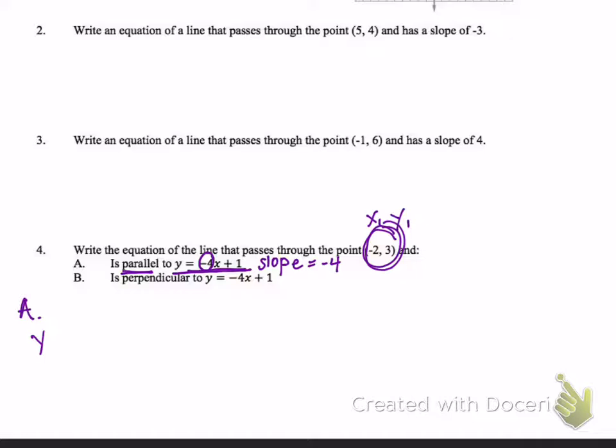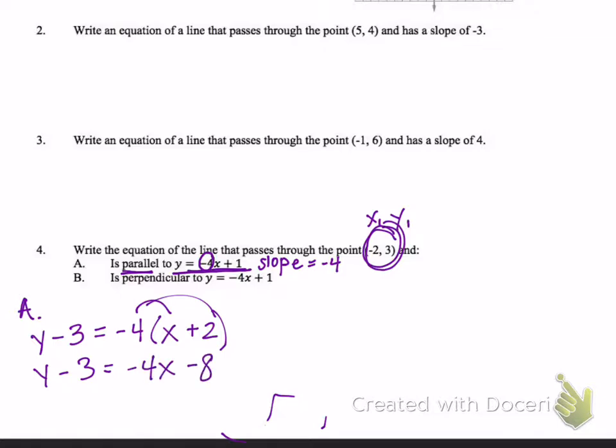and then I'm going to put it into point-slope form. So that is y minus y1, so y minus 3 equals -4 (x plus 2), because it's minus a -2. Then you distribute, so y minus 3 equals -4x minus 8, add the 3, something like this.